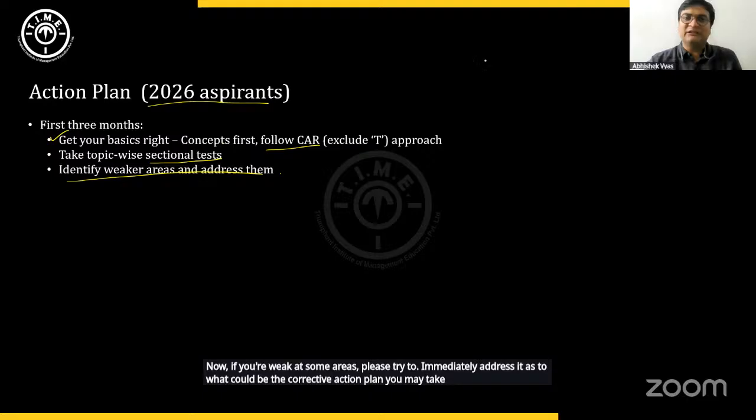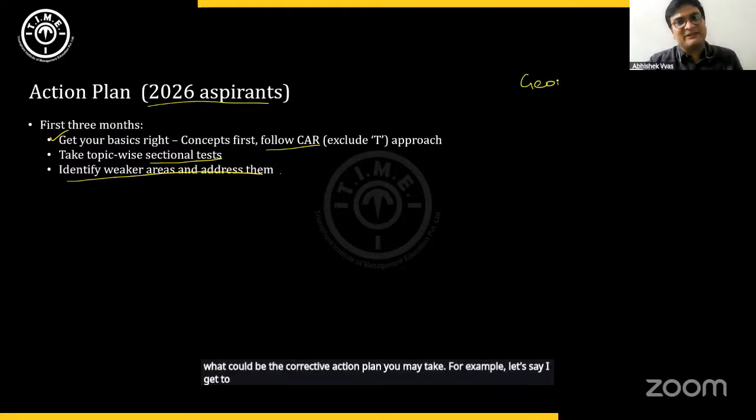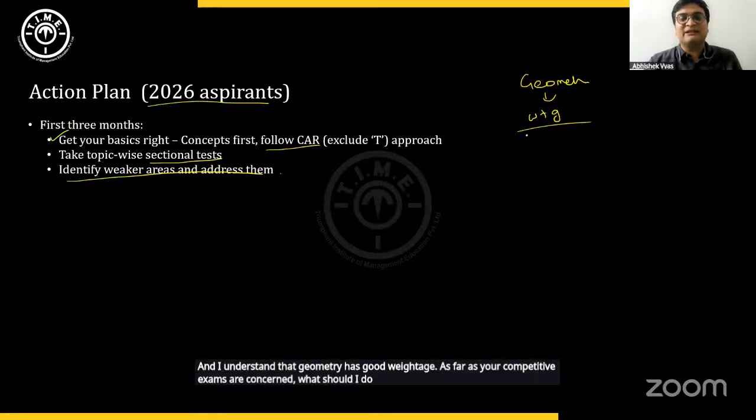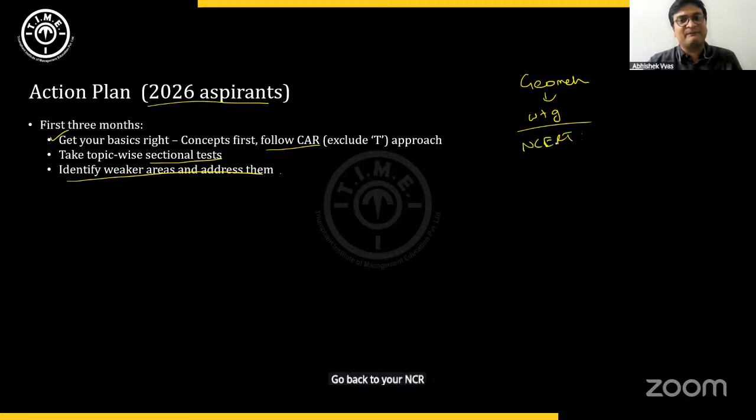For example, let's say I get to know I'm weak in geometry. And I understand that geometry has good weightage as far as competitive exams are concerned. What should I do? I should start learning geometry from scratch. Go back to your NCERT books. Quickly go back to school time, right? Revise the older things.